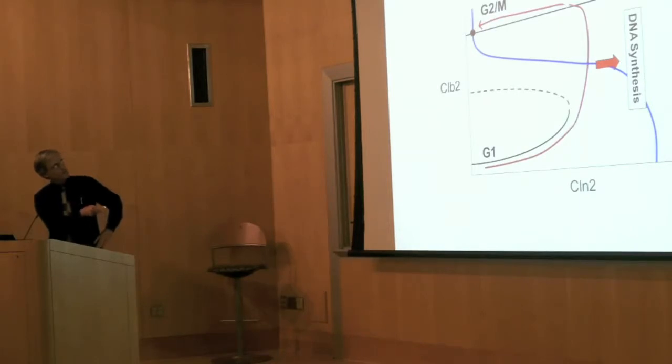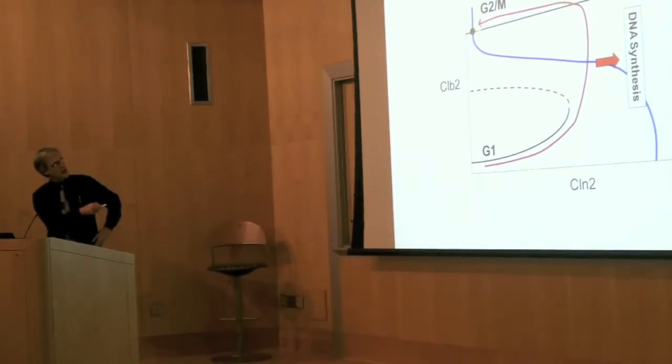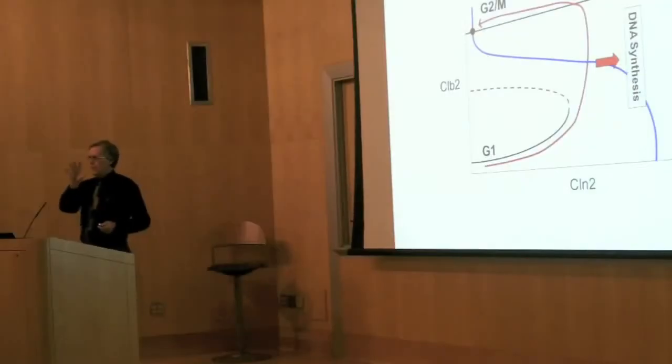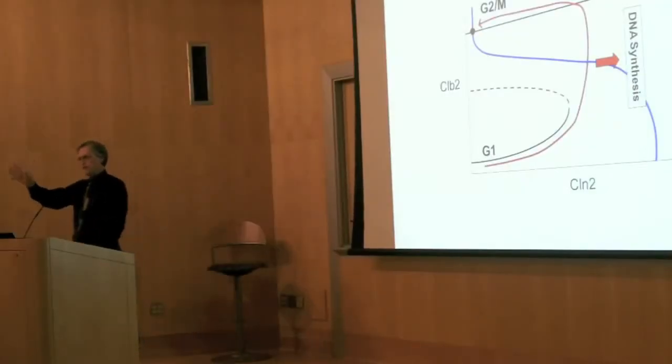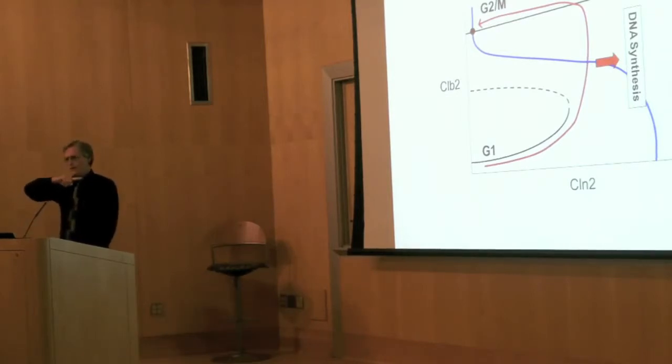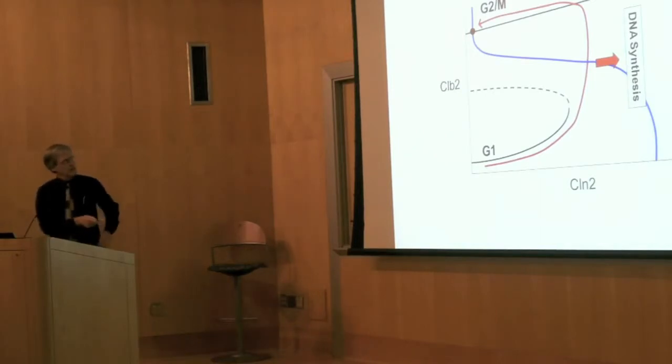The switch flips to the upper steady state. Now CLIB2 level is high, and CLIN2 goes away, and we end up on the upper steady state. So we embed a little toggle switch in a negative feedback loop, and the negative feedback loop can cause the switch to flip, but then the trigger goes away, and we end up on the upper steady state.